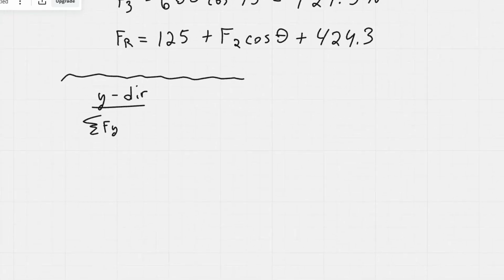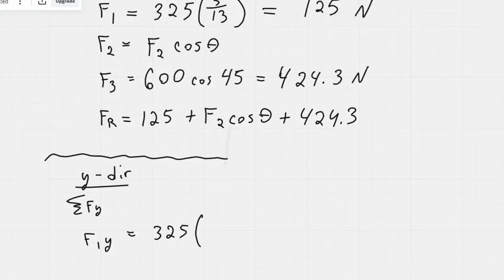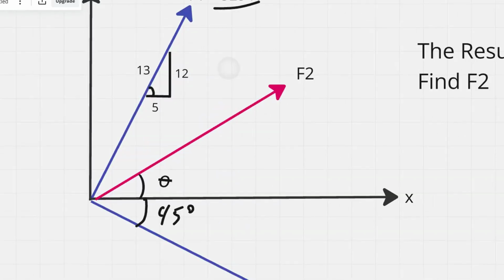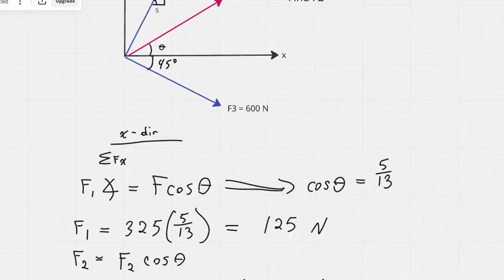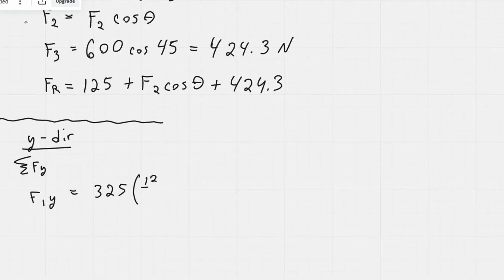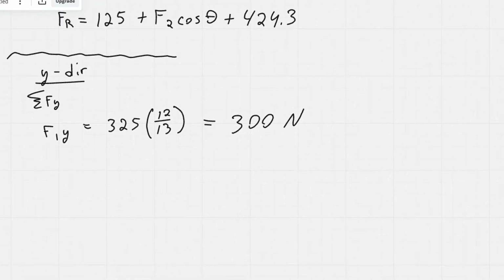F of y. And what that looks like is our F1 of y equals 325, because that is F1's newtons. But now you've got to look back at our problem here. We're taking the sine of our F1, so it's going to be 12 over 13. So we go back here. Let's put it back to 12 over 13. And when we evaluate this, this is going to be 300 newtons. I picked the wrong one the first time. And same thing with F2. We don't know what it is. So when we evaluate that, it's just going to be F2 sine of theta.